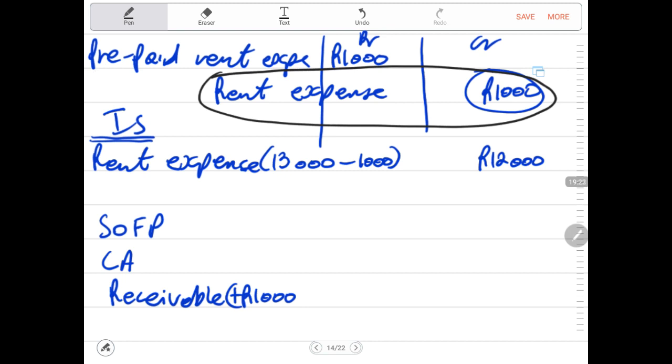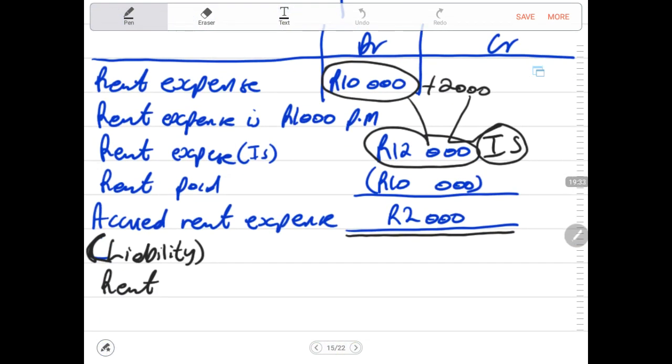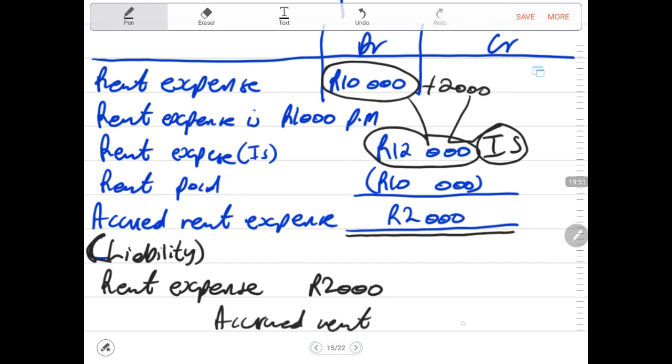And at the same time, prepaid expense is an asset, so this ought to be debited. Similarly in this case, we need to increase our rent expense, and expenses increase on the debit side by an amount of 2,000 rands. Then after we credit our accrued rent expense, and our accrued rent expense is 2,000 rands. Remember, accrued expense is a liability.